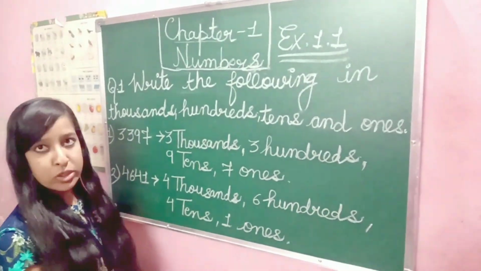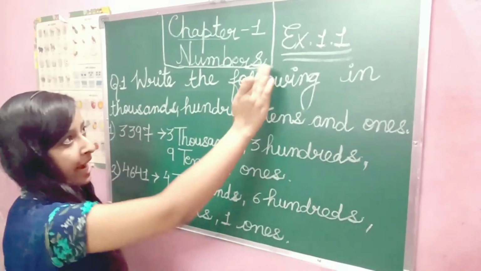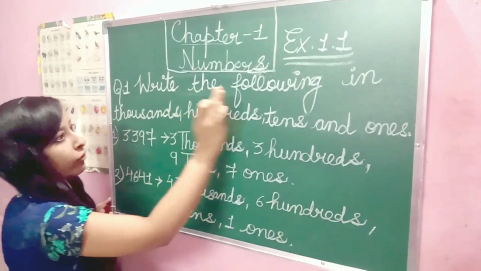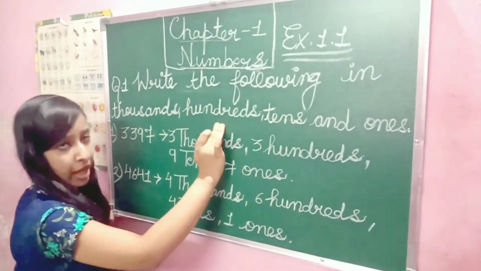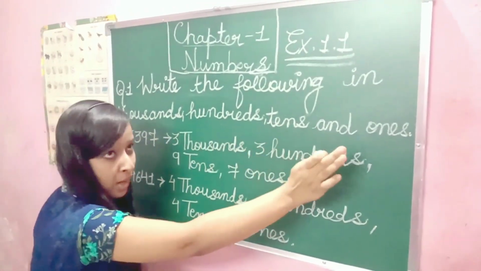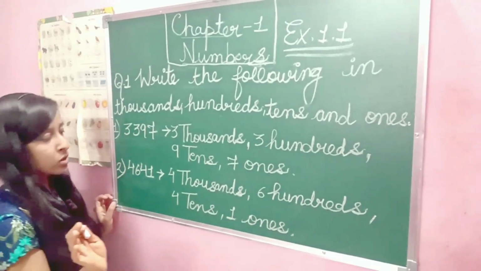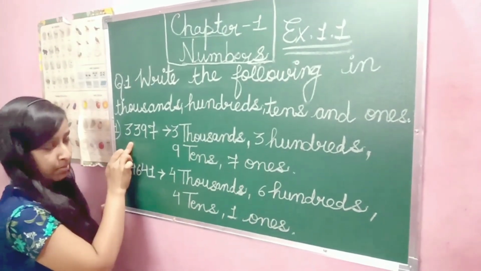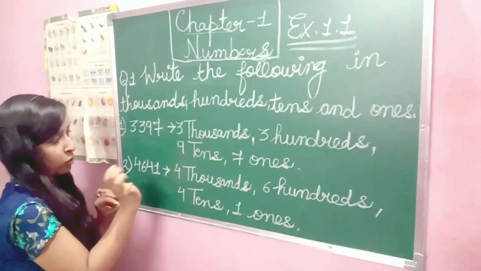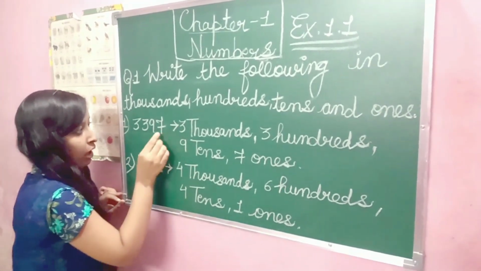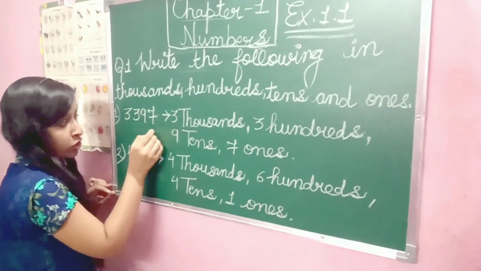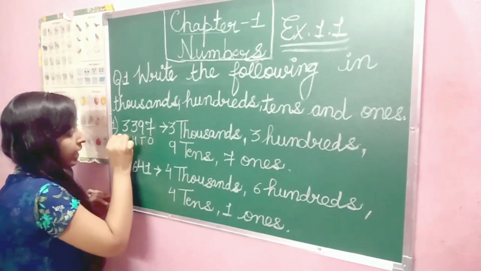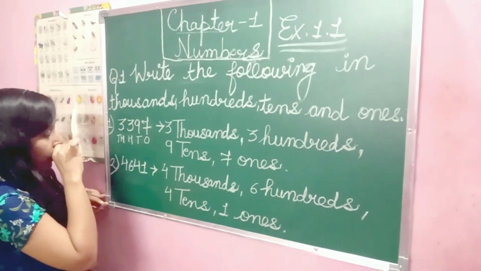Now we are going to start our first exercise, that is exercise 1.1. Our first question is: write the following in thousands, hundreds, tens and ones. So what you have to do, students, is identify the position of these numbers. Firstly, you have to write the position of this number. Like 7 is at which position? Ones, tens, hundreds, thousands.